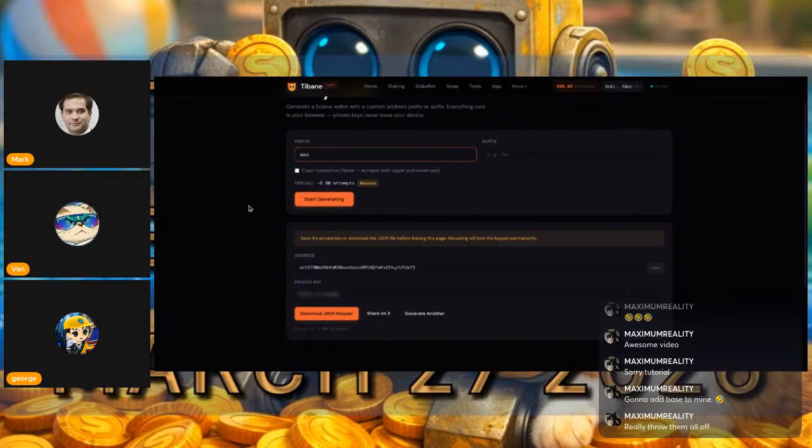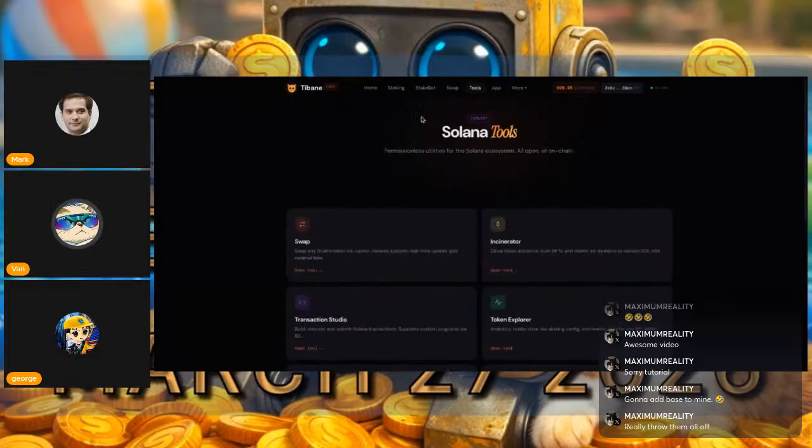Oh man, that's funny. But yeah, if you want a customized, personalized, vanity address on Sol, go to Tibane.net, and it's in the tools section. Can you show the tools page when you get a minute after this generation? Because there's a look at it.